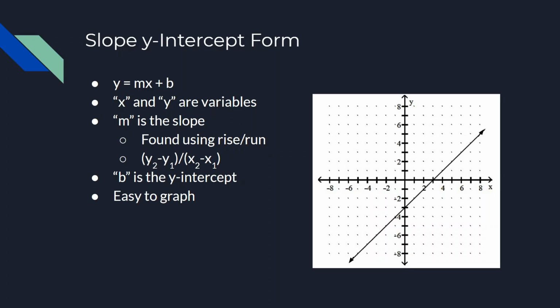An equation in the form of slope y-intercept is easy to graph. Even if the equation is not in slope y-intercept form, it is still easy to put into the slope y-intercept form by isolating for the y variable. For example, 3y plus 6x equals 5. 3y is equal to negative 6x plus 5. Y is equal to negative 2x plus 5 over 3.